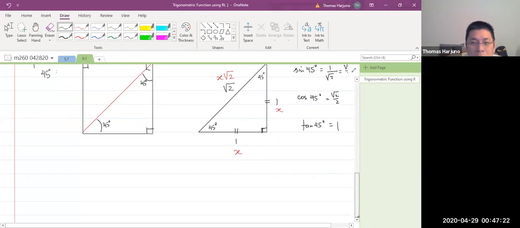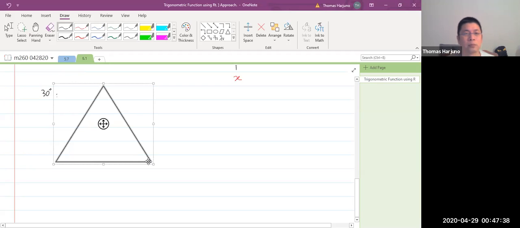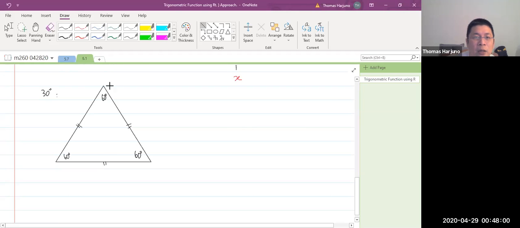Now, how about 30 degrees? The way we find the 30 degree ratio comes from an equilateral triangle. Equilateral triangle means all the sides are congruent, and therefore each angle is 60 degrees. Now, what we do next is we will bisect one of the angles.